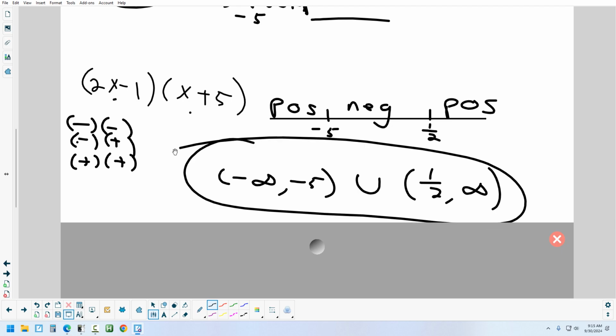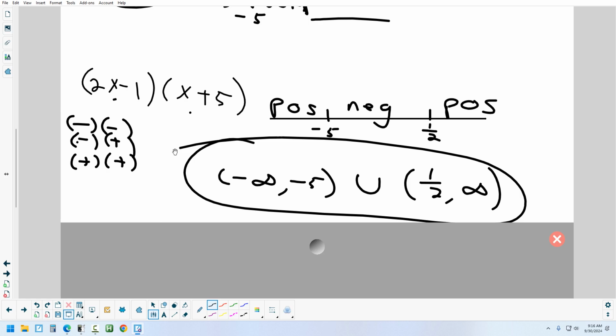If the original problem had said, where are you less than 0? Well, that would be the section between -5 and 1/2. But this one said greater than 0. Okay. Any question on that one?